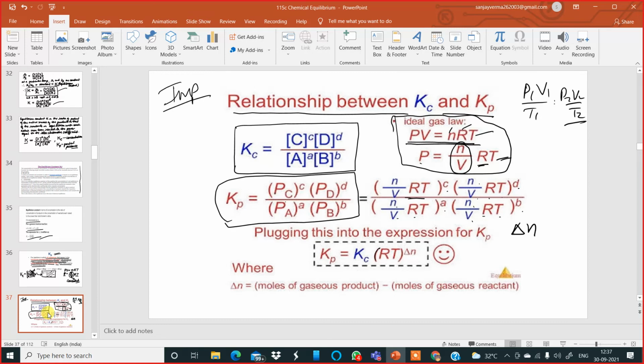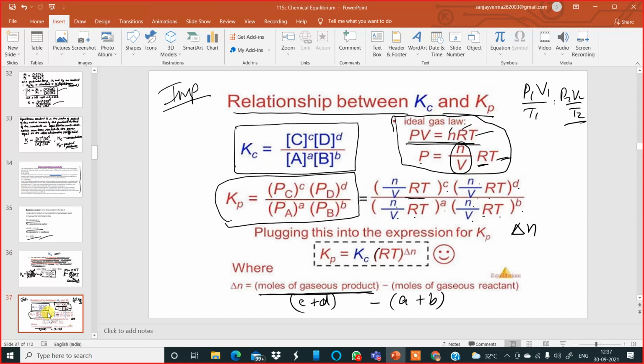Delta n means the number of moles of gaseous products minus the moles of gaseous reactants, that is (c plus d) minus (a plus b). So this is how we derive the relationship between Kp and Kc. This is important for you all to remember and be able to do in the examination.